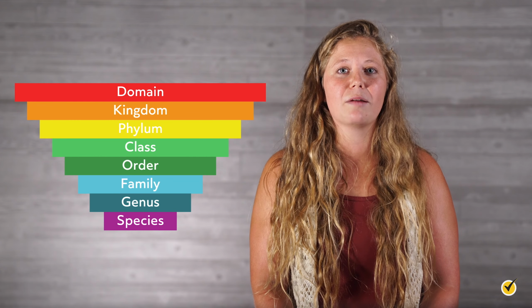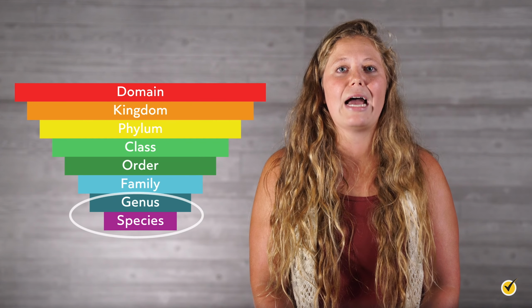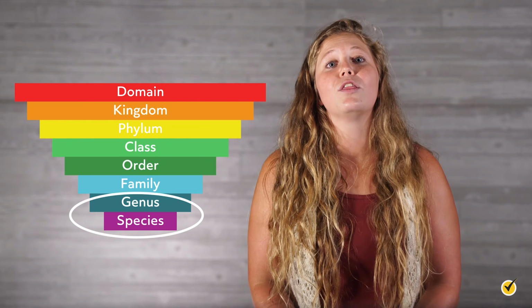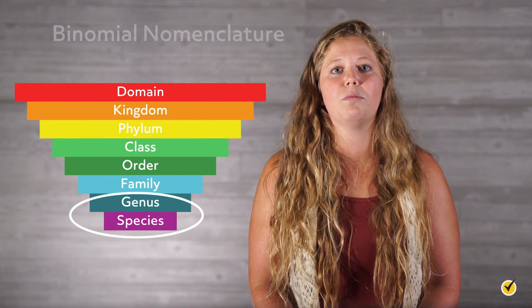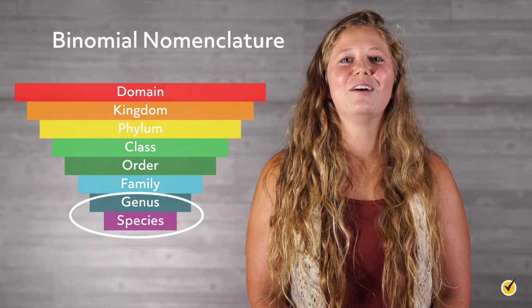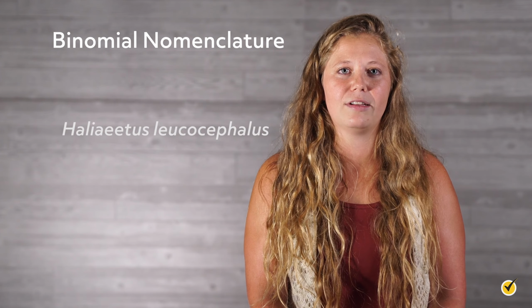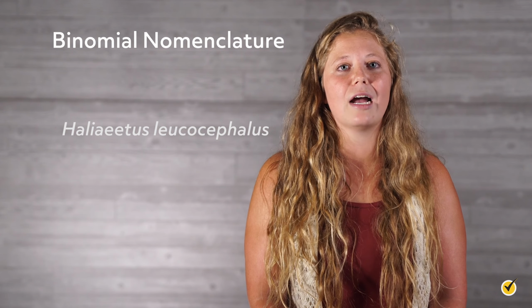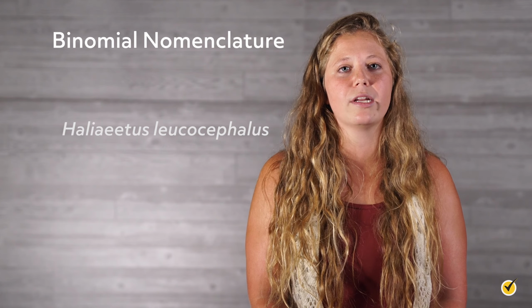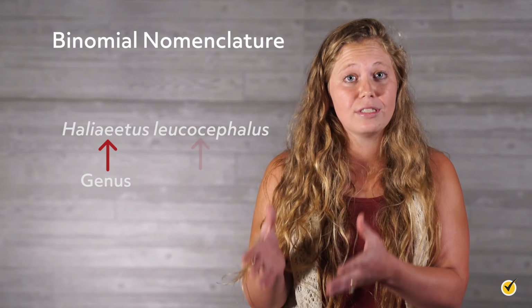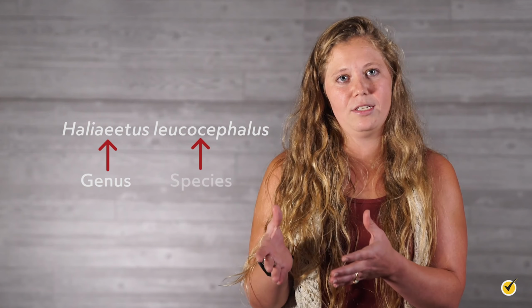When it comes to talking about an organism, we use the last 2 taxa, the genus and the species, to do so. The 2-name method of naming is called binomial nomenclature. For example, bald eagles are referred to as Haliaeetus leucocephalus. This is the formal, scientific way to talk about them as organisms. Haliaeetus represents their genus, and leucocephalus represents the species.